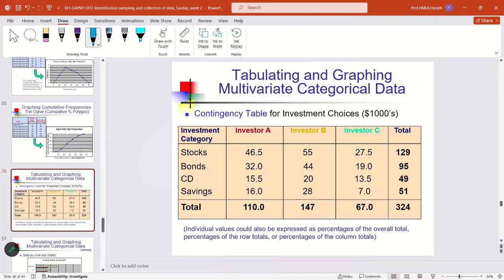Suppose we have 2 categorical data. One is the investment category and the second one is the investors.